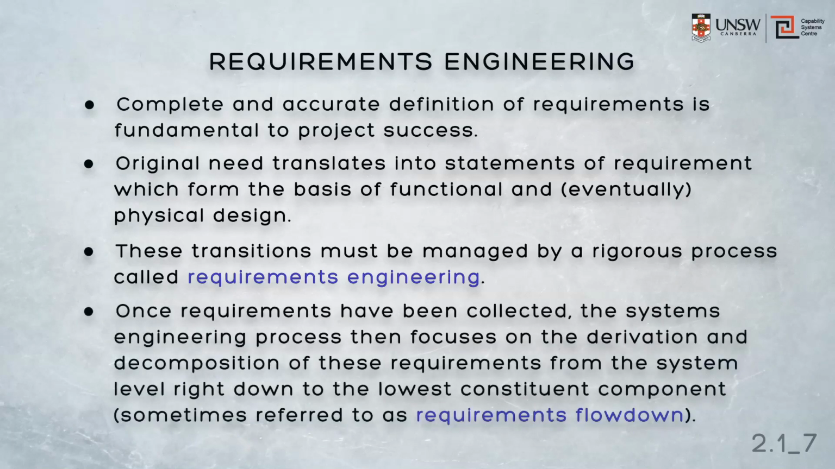Once the requirements have been collected, the systems engineering process then focuses on deriving and decomposing these requirements down to the next level, in a process we'll see later is called requirements flowdown. This process requires elicitation, that is identifying the requirements, analysis of those requirements, definition, validation, and then management of the requirements. Requirements engineering ensures that a rigorous approach is taken, therefore, for the collection of a complete set of unambiguous requirements from the stakeholders so that the system development can begin.